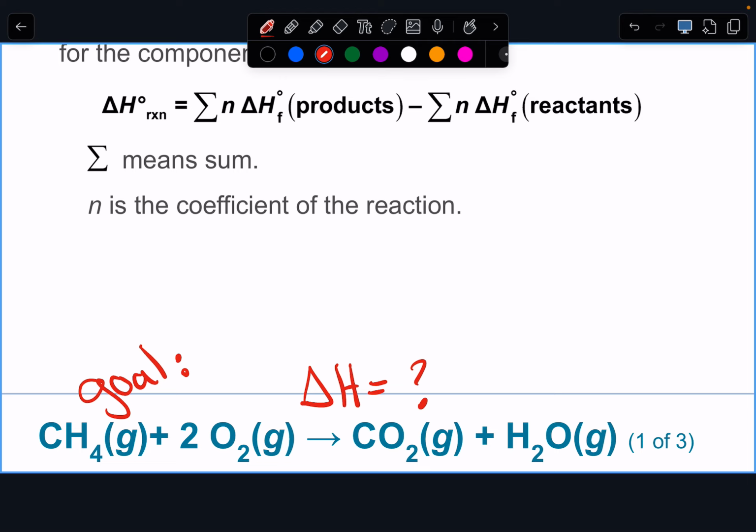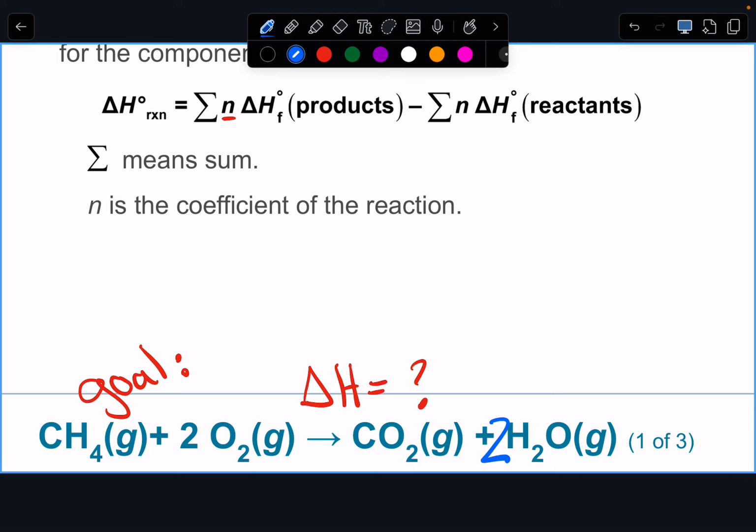So that's a summation sign. We talked about this at some point. We were like, what's a capital sigma? There we go. There's our capital sigma, okay? The N is going to be whatever the coefficients are. Oh, and I noticed this in my class. Somehow this one didn't get balanced properly. There should be a 2 in front of that water. So when we do this for water, we want to multiply it by 2.